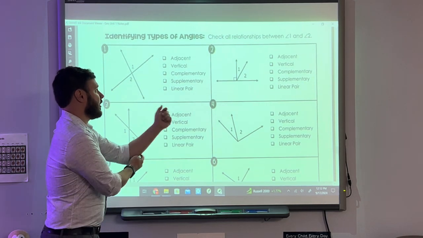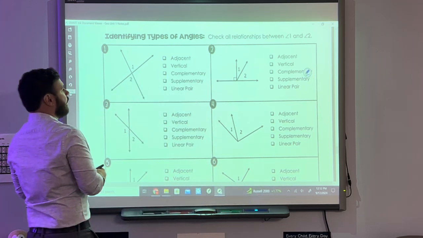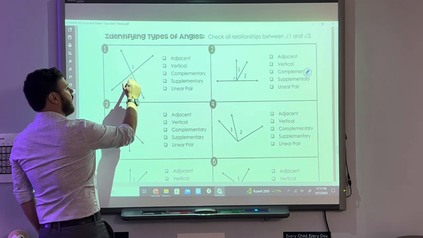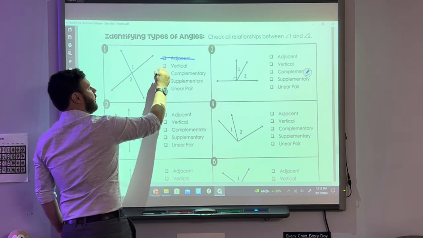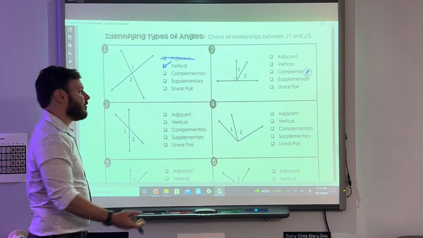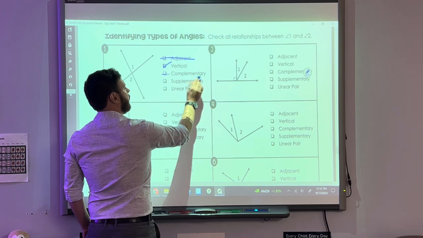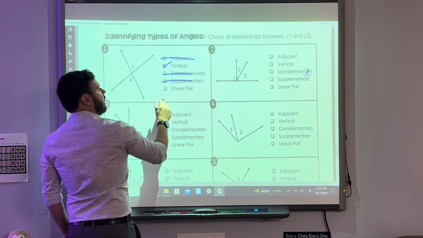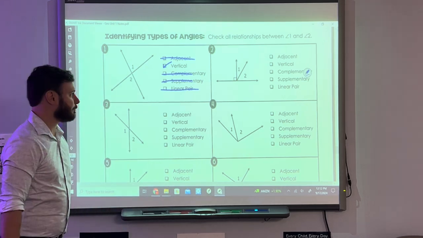So let's do some examples real quick. These 2 angles are not sharing a side, so they're not adjacent. Top and bottom, so we are vertical. I don't know if they're complementary or supplementary because it doesn't give me any numbers, and I just can't assume. So neither of those. And if it's not adjacent, not supplementary, it can't be a linear pair.